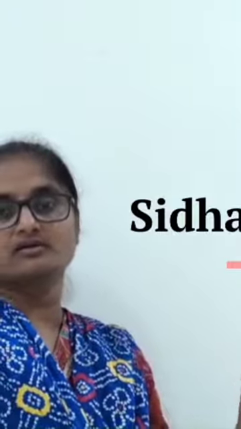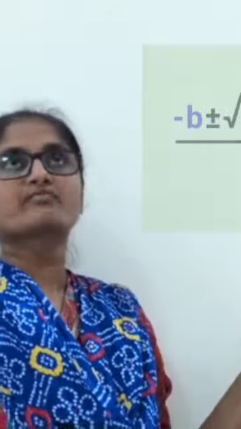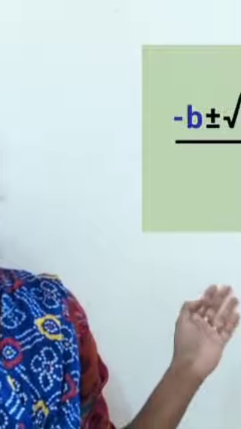And Sridharacharya is the one who found the quadratic formula. In order to find the quadratic roots, he discovered the formula x is equal to minus b plus or minus square root of b square minus 4ac by 2a. Now let us get into the solution of the quadratic equation.